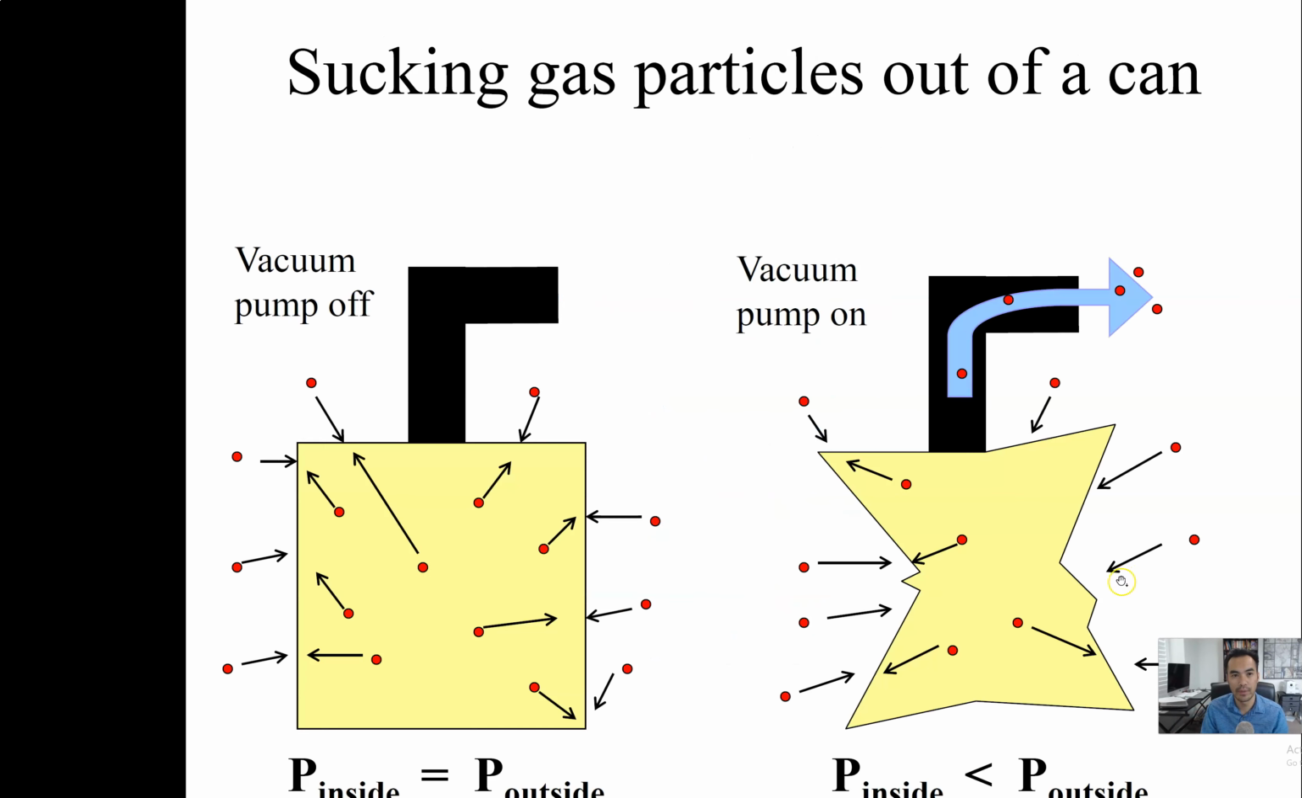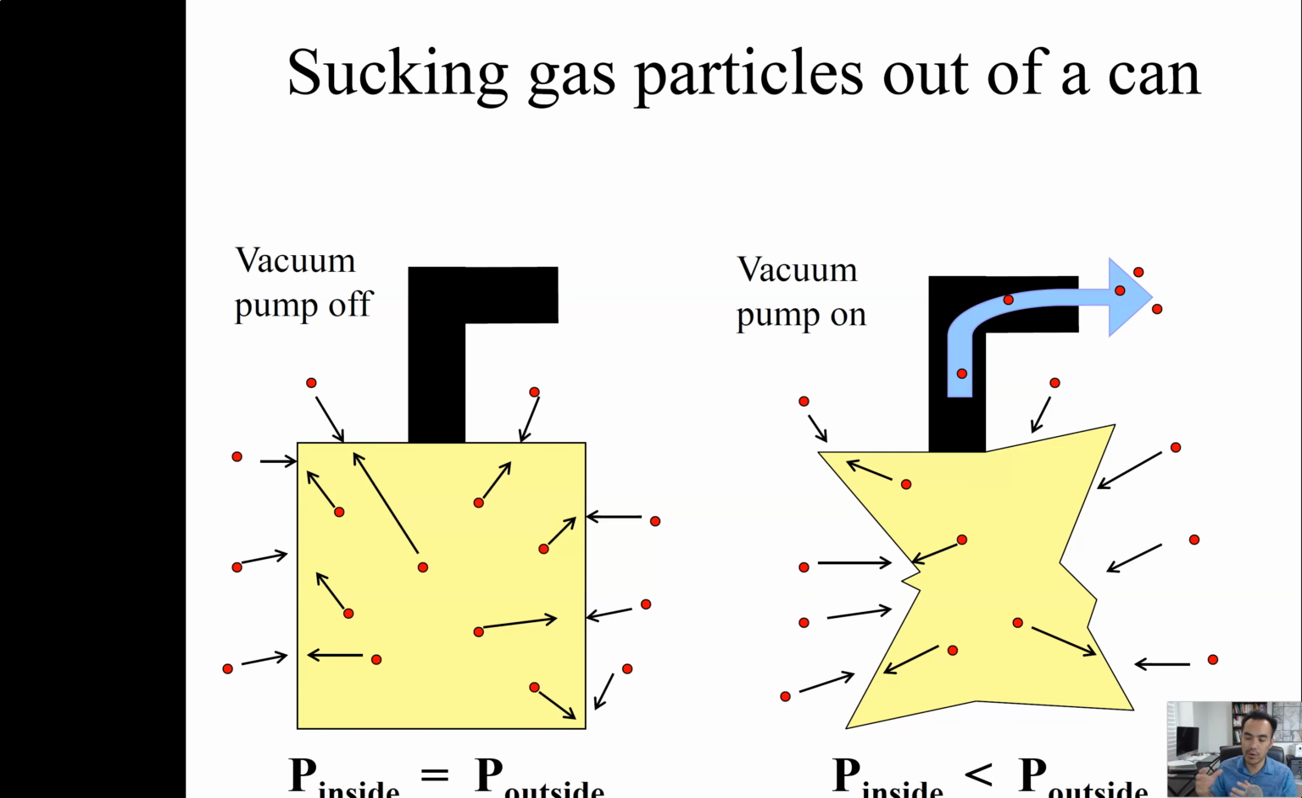So here's an example of something where you'll find sucking gas out of a can, okay? Now, when we talk about sucking particles out of a can, what you're really doing is creating what they call a vacuum. So here's a box, and inside you have equal pressure, so the can doesn't really break. But the moment you turn the vacuum pump on, you pump out all the gas particles, and all of a sudden the outside pressure collapses the can.